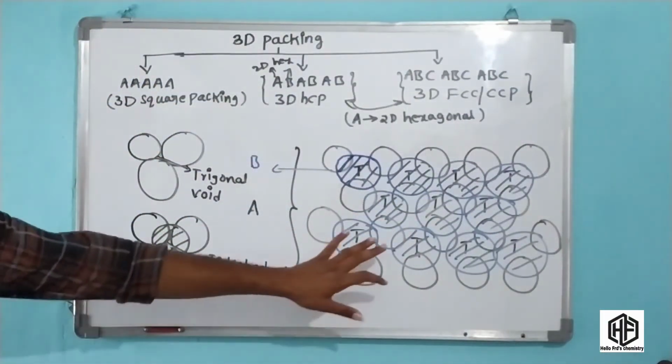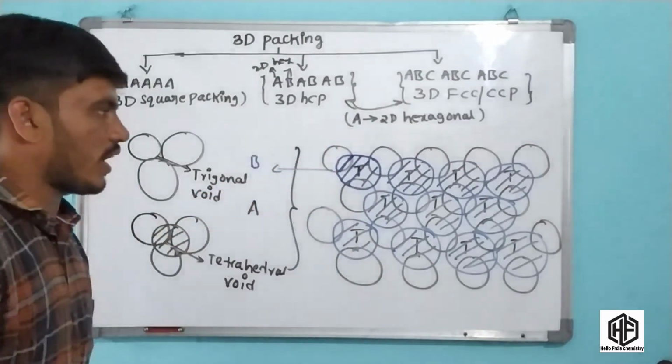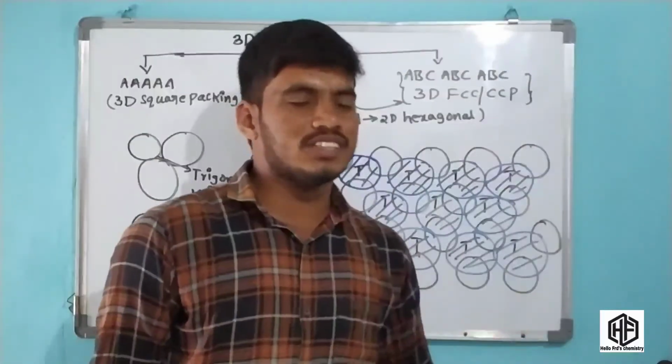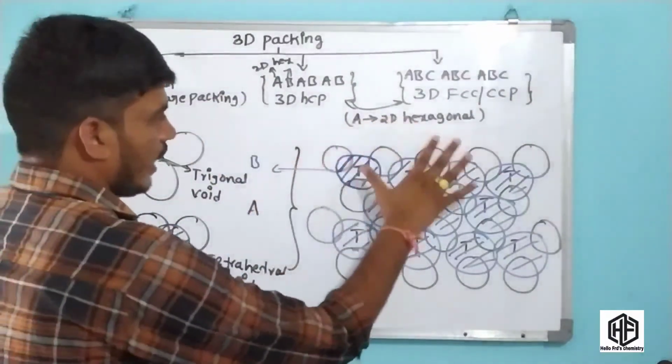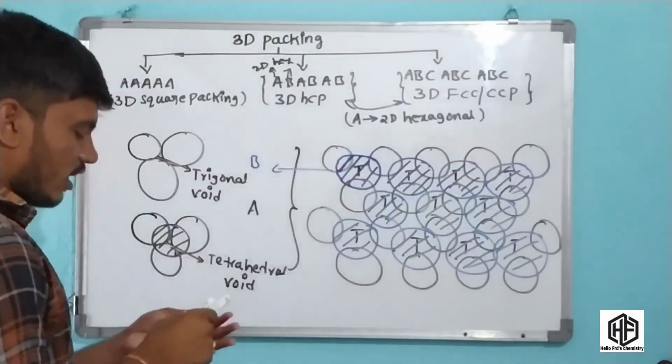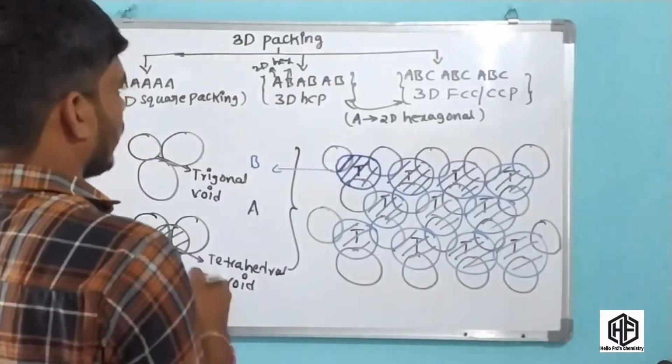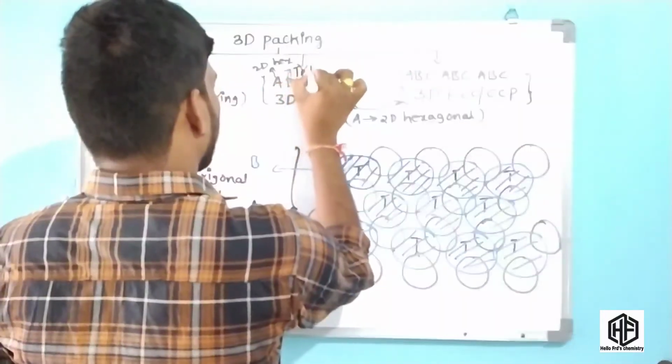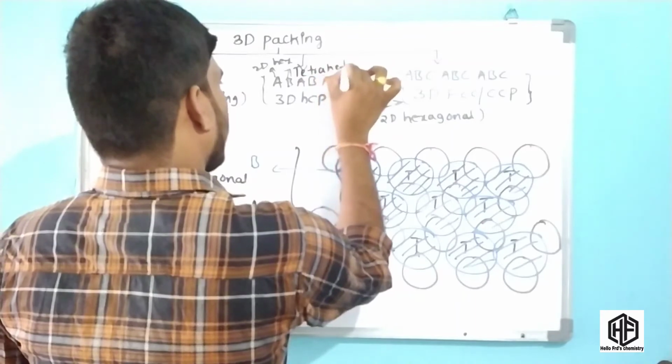Okay friends, this is called three-dimensional hexagonal close packing. Friends, you know that in three-dimensional hexagonal close packing, the A layer is a two-dimensional hexagonal layer and the B layer covers the tetrahedral voids. Okay friends, the B layer covers the tetrahedral void.